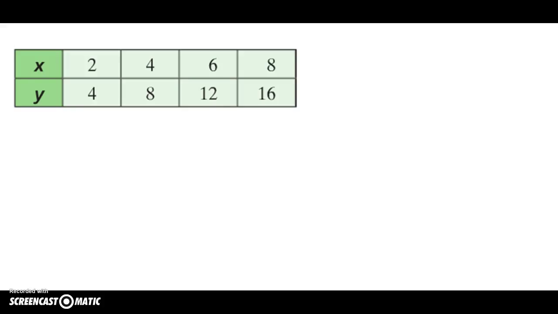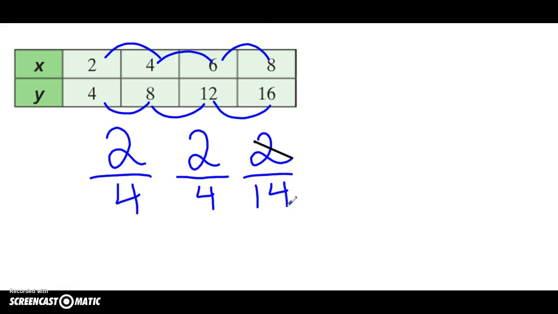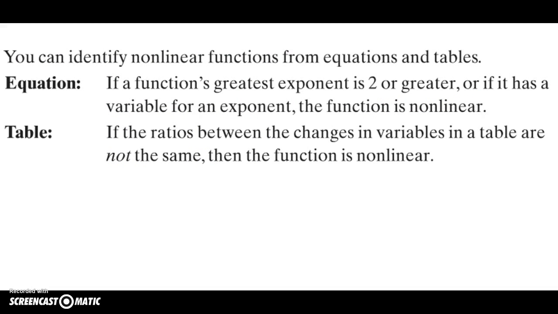Now, looking at a table, we can determine if it's linear or nonlinear by looking at the comparison of x to y. So if I look across x, from 2 to 4 is a change of 2, and the y from 4 to 8 is a change of 4. From 4 to 6 is a change of 2, and 8 to 12 is a change of 4. And 6 to 8 is a change of 2, and 12 to 16 is a change of 4. Since these are all equal to each other, this is linear. And we already learned that. So then the opposite must be true.